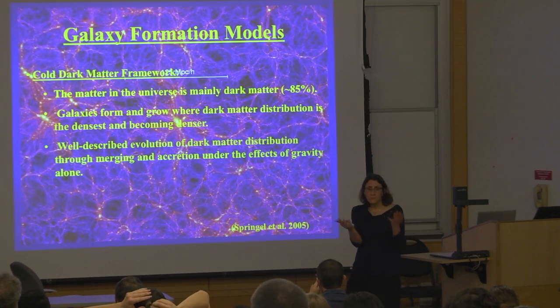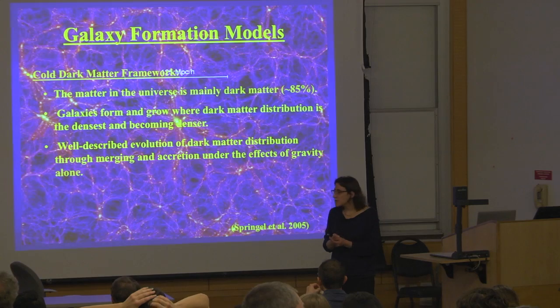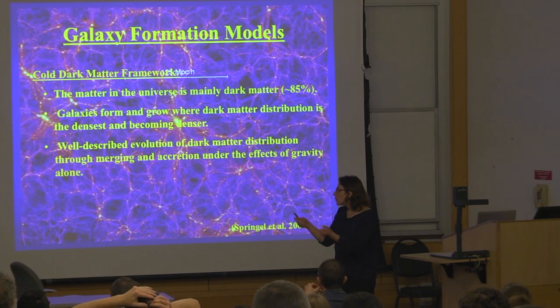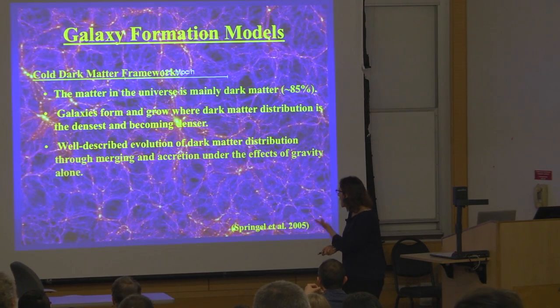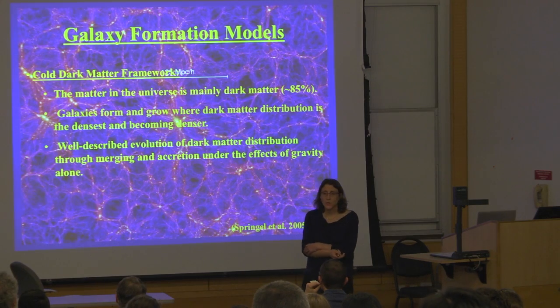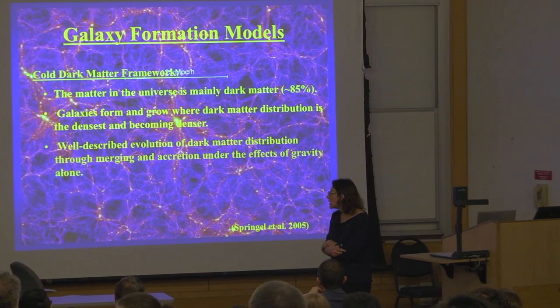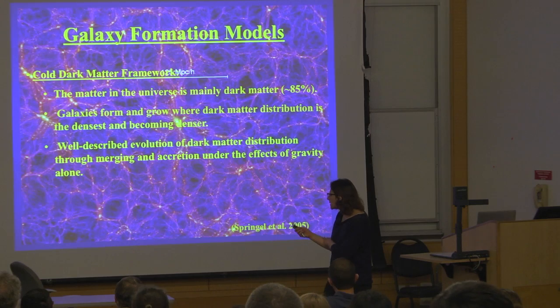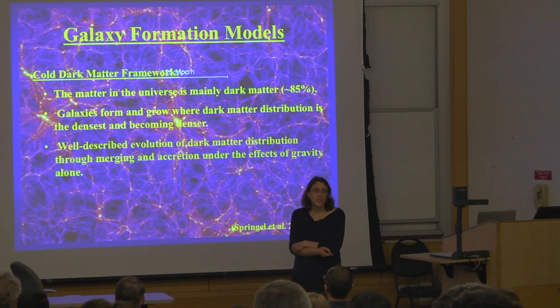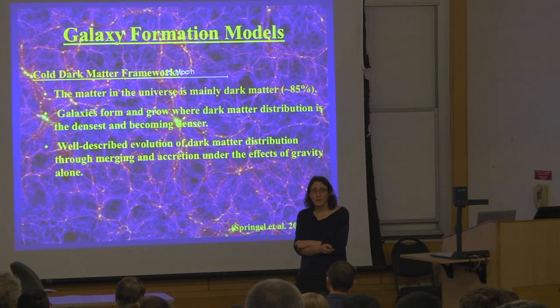As of now, astronomers and physicists have a well-described evolution of the distribution of dark matter in the universe through merging and accretion events under the influence of gravity alone. What I'm showing here is a snapshot from a project called the Millennium Simulation. This was run about 10 years ago, a little bit longer than that. What you see is a computer model of the large-scale structure of galaxies in the universe, except this is actually only showing the large-scale distribution of dark matter.